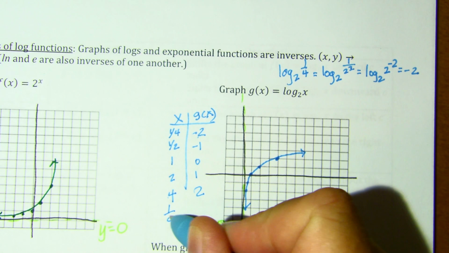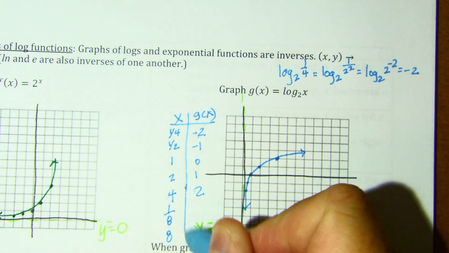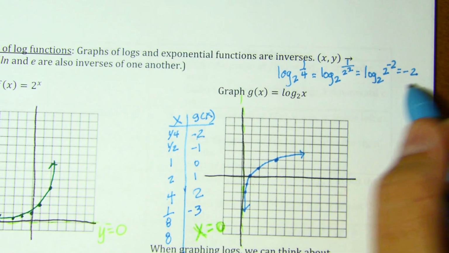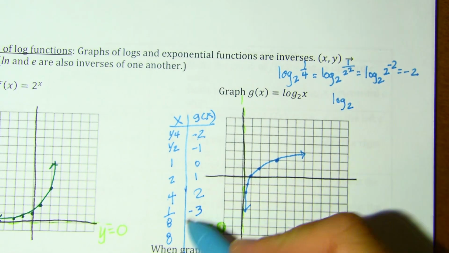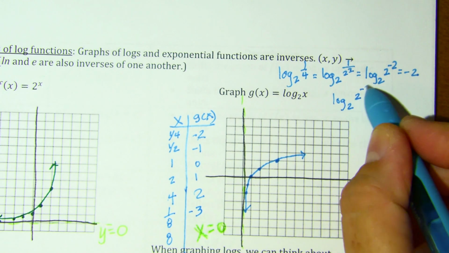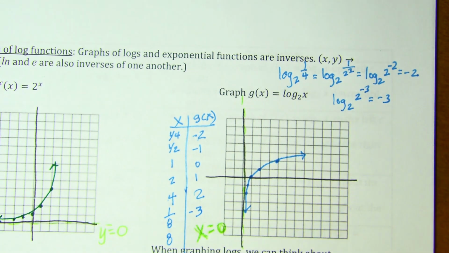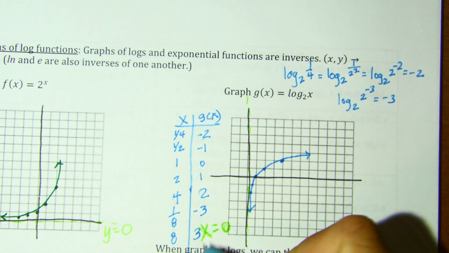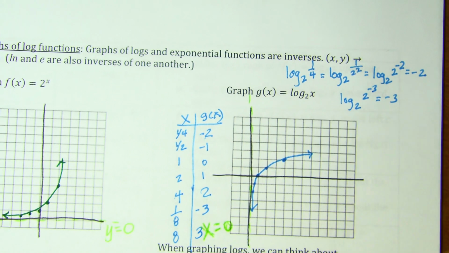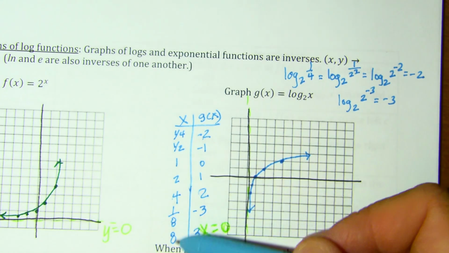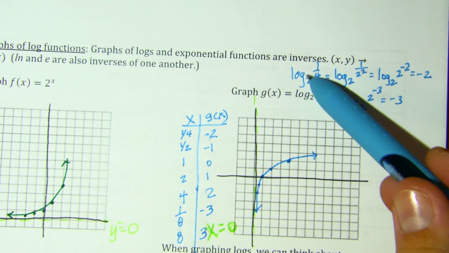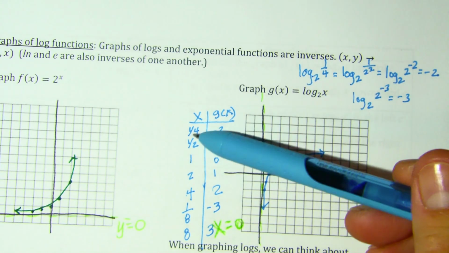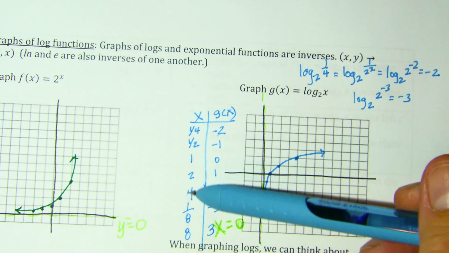We can do more values. I could do 1/8 and 8. And if I plug in 1/8, this is going to be equal to -3. Again, log base 2, and 1 over 8 is the same thing as 2 to the negative 3 power, so that's equal to negative 3. 8 would be positive 3. Again, 8 is the same thing as 2 to the 3rd power. So these values that we're getting here are based off of what our base is. When my base was 2, I used 1/4, 1/2, 1, 2, and 4.